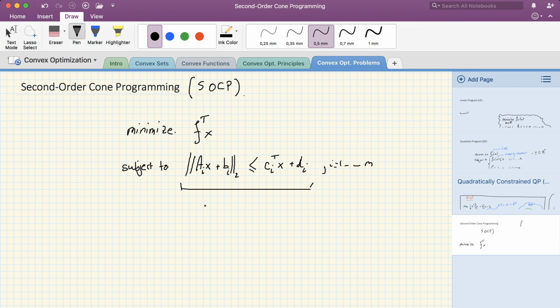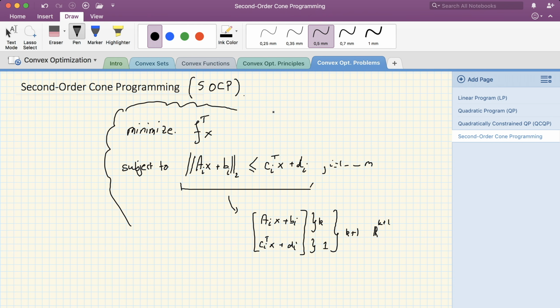Now, how do the constraints look like? This is actually requiring that the following vector, Ai x plus bi, ci transpose x plus di. So this has, let's say, k rows, and this is obviously a scalar, so one row. So the following, which is in dimension k plus 1, is required to lie in the second order cone, of course in the space R^(k+1). This is all SOCP, right?